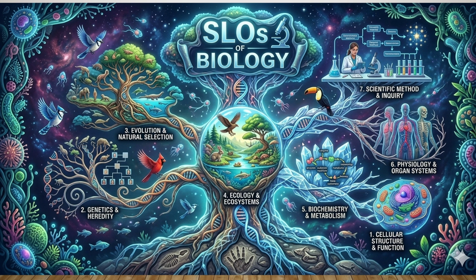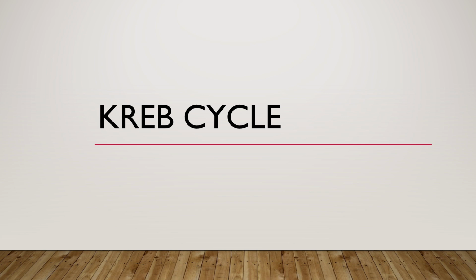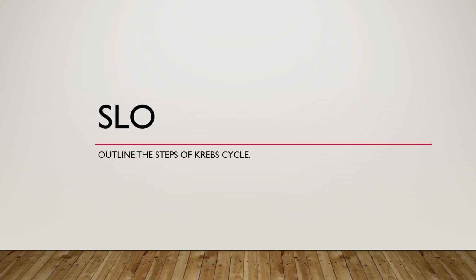As you know, Krebs cycle is part of aerobic respiration. It was discovered by Sir Hans Krebs. In this Krebs cycle, complete oxidation of acetyl coenzyme A takes place. So let's see the SLO of the Krebs cycle, which is: outline the steps of Krebs cycle.